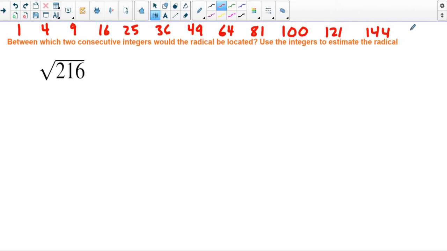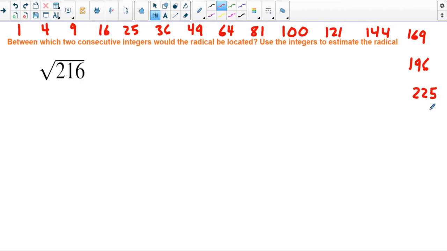12 squared was 144. 13 squared is 169. I know all of these already because I'm a math teacher, so I have lots of things memorized. Next would be 14 squared is 196. 15 squared would be 225, and I think I could stop there.